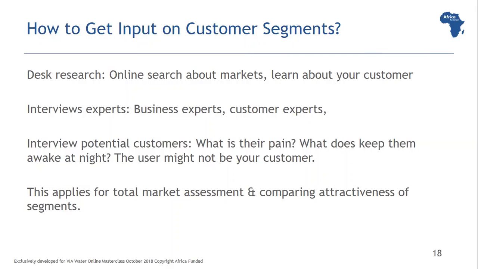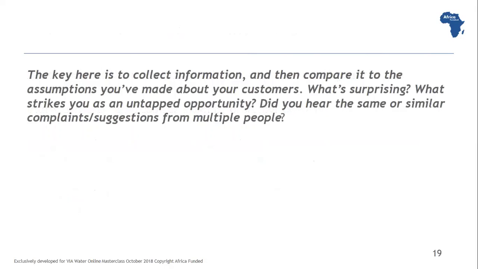So you can use this information to define the total market and also to compare the attractiveness of several segments. One segment might be more attractive than other segments. So that's key. Collect information, compare it, and also discuss with your team about assumptions. What did you think? What is different? What is surprising? Maybe there's a new opportunity you have now found out.